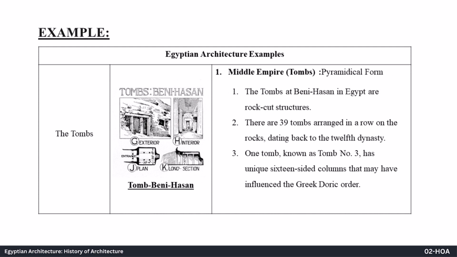Second is Middle Empire. In this time, tombs have pyramidical forms. The tombs at Beni Hassan in Egypt are rock-cut structures. There are 39 tombs arranged in a row on the rocks, dating back to the 12th dynasty. One tomb, known as tomb number 3, has unique 16-sided columns that may have influenced the Greek Doric order.